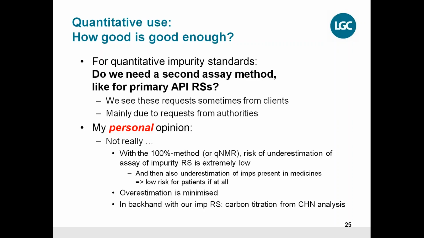And what we always have in the backend with our materials is the CHN analysis. From there we can deduce the carbon content and do a carbon titration, and also have a kind of plausible value to support the one that we have from the 100% method. So that is our opinion there.